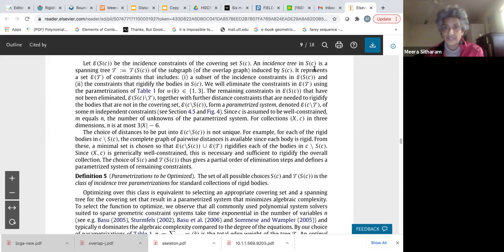An incidence tree in SC is a spanning tree of the subgraph of the overlap graph induced by this covering set. It represents the set of constraints that includes a subset of the incidence constraints that rigidify the bodies in C, and we will eliminate the constraints in EFT using the parameterizations that were in that table for the weighted value, right? So the remaining constraints that have not been eliminated, together with the further distance constraints that are needed to rigidify the bodies that are not in the covering set, form the system.